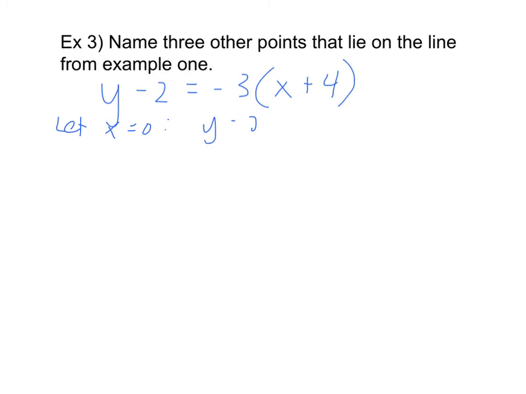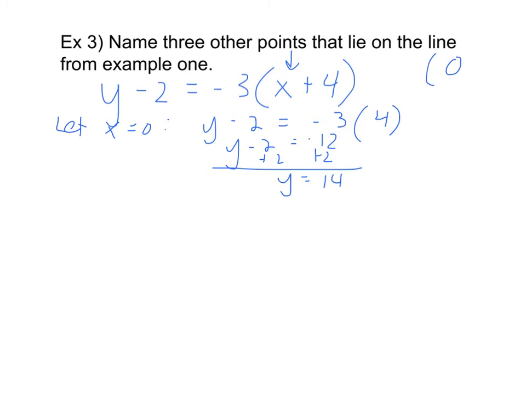We'll solve for y. If x is 0, you'll plug a 0 right in here. So you'll have 0 plus 4 is just 4. I've rewritten the entire equation. All I did was plug in a 0 for x. And so I'll have y minus 2 equaling -12. Add 2 to both sides. So y is 14. So what is one point that lies on this line?